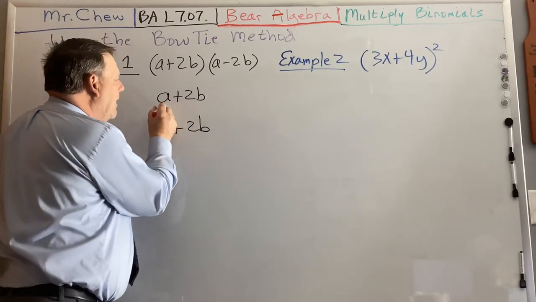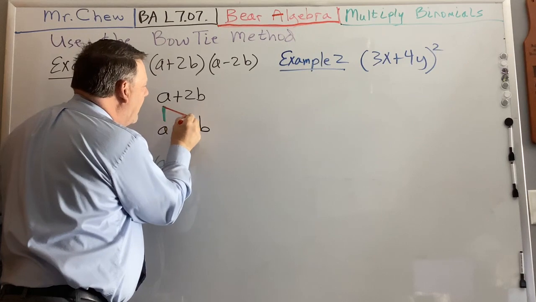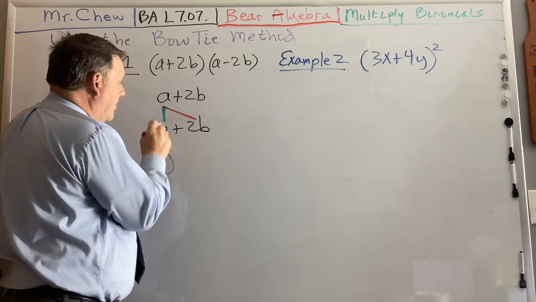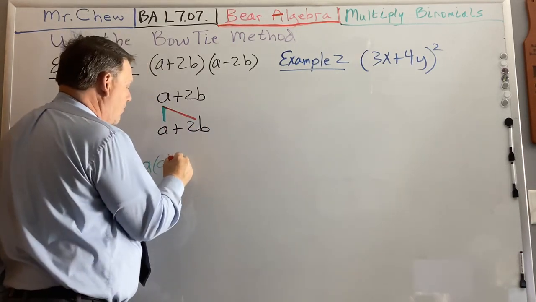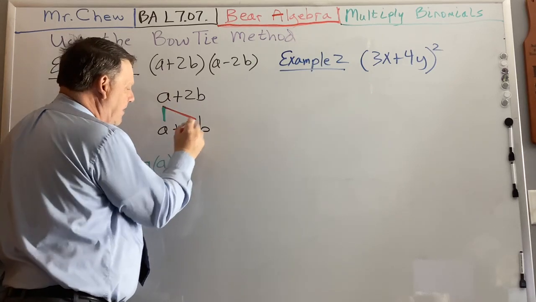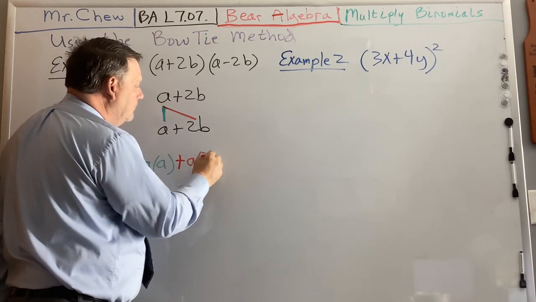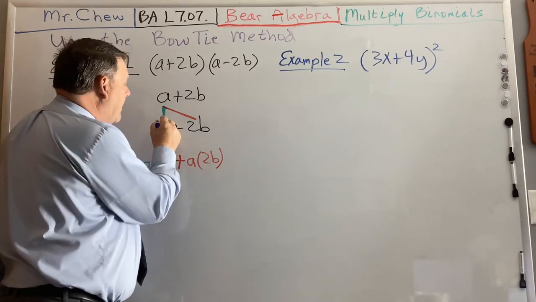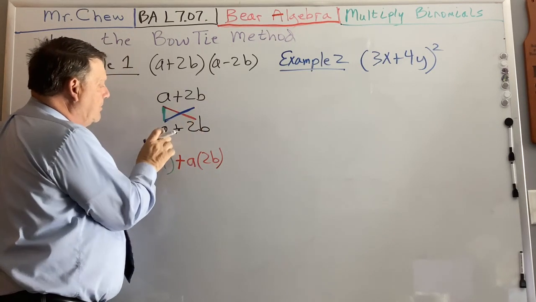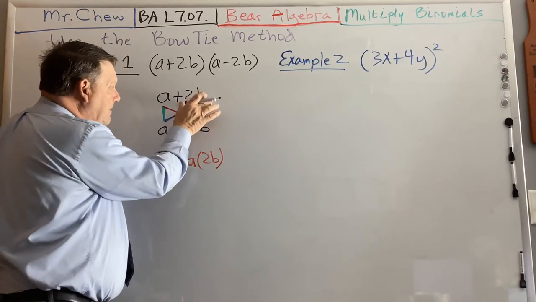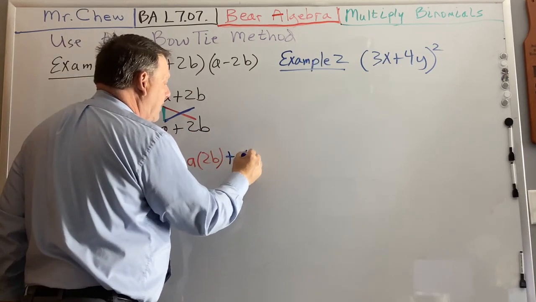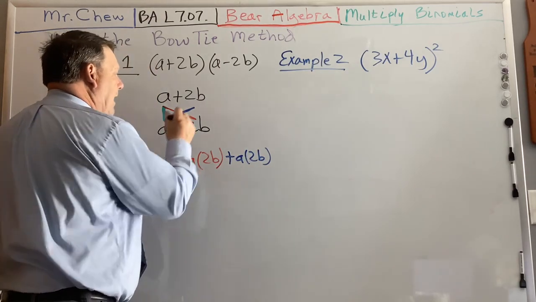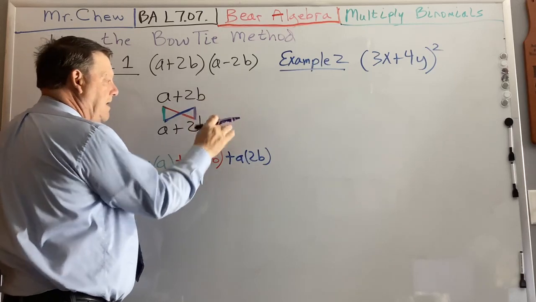Now I'm going to take and multiply the first term in the first binomial times the second term in the second binomial. And I just draw that part of the bow tie. So it's A times 2B. Now I'm going to draw the second diagonal of the bow tie, which is going to be the A here times this 2B. And now the last part of the bow tie right here, I'm going to take the 2B times the 2B.